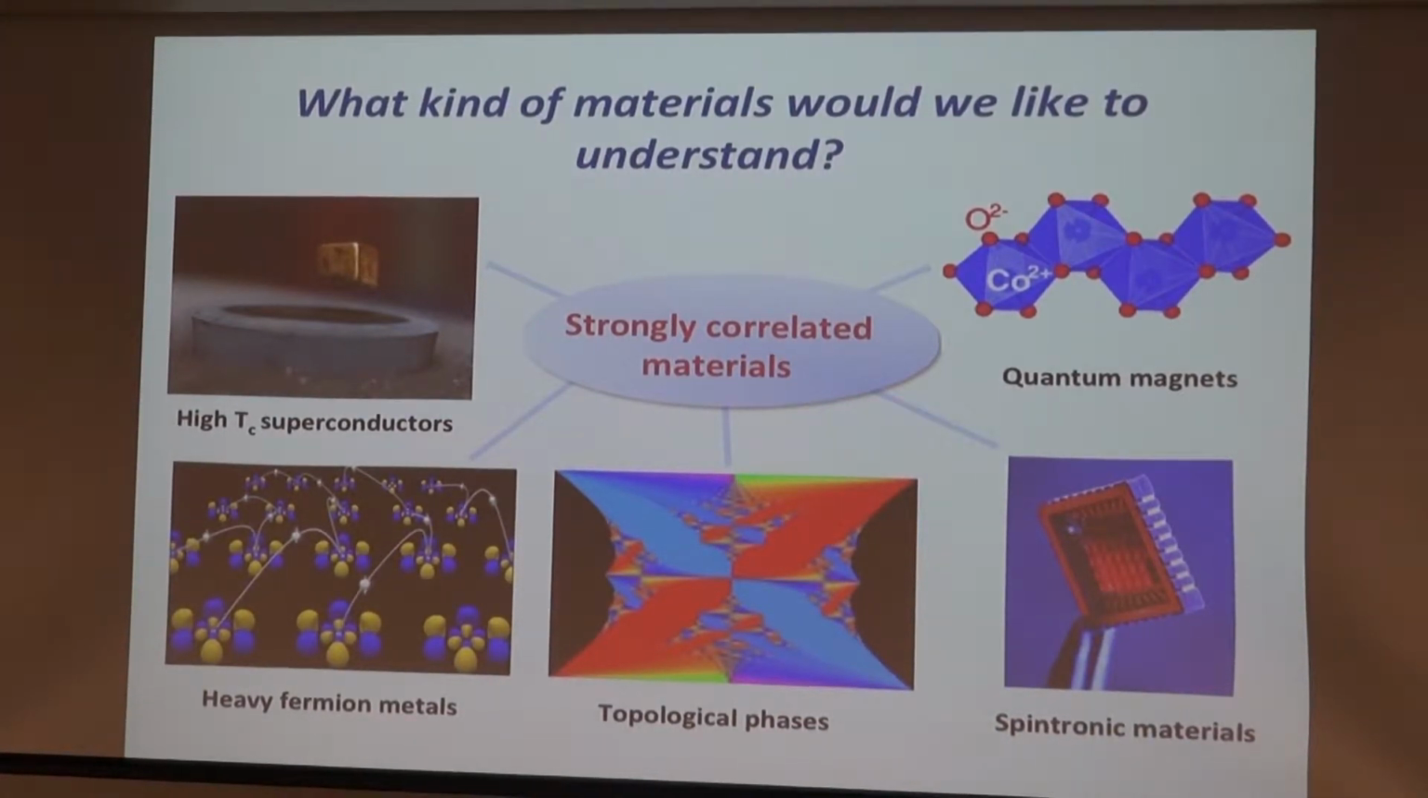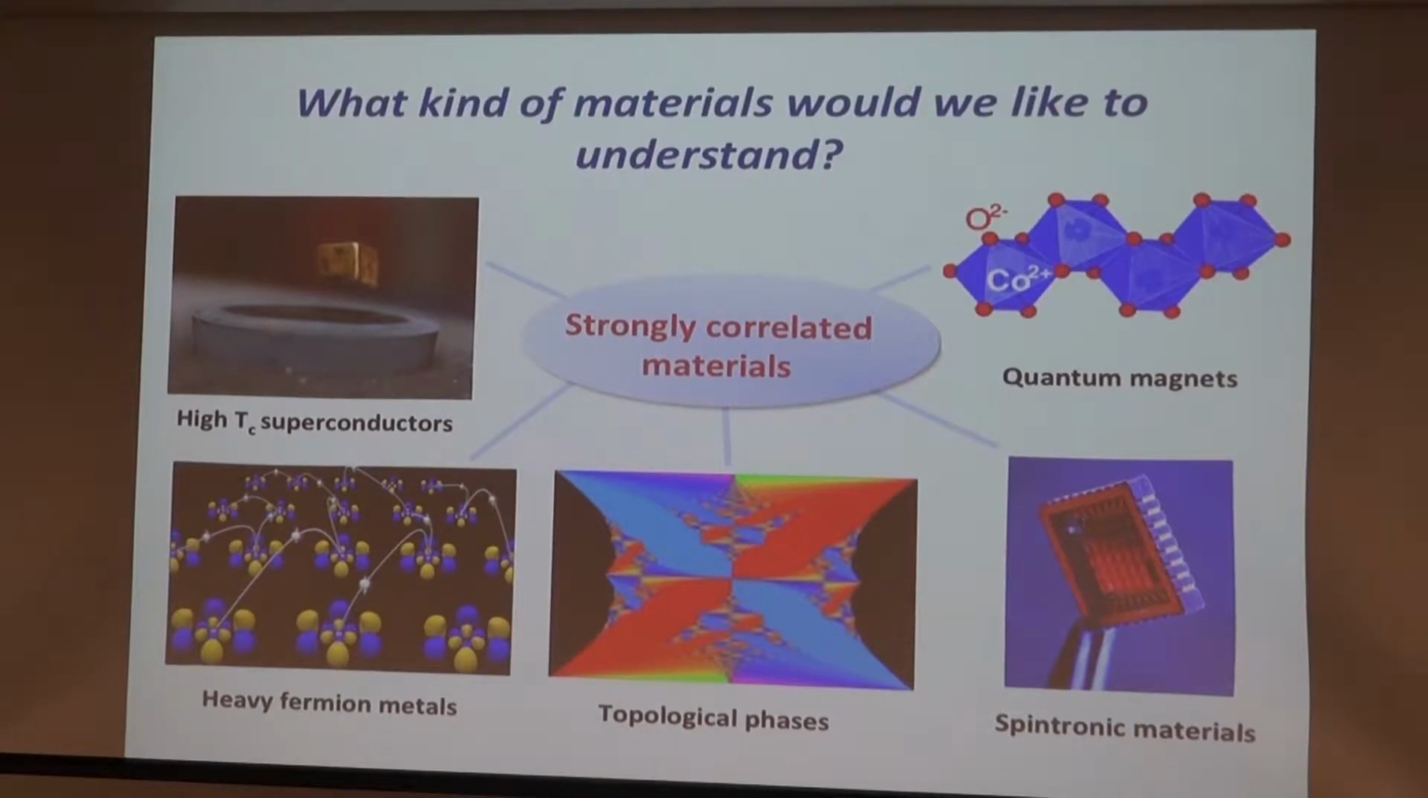So what our experiments are all about are understanding strongly correlated materials. There are many strongly correlated materials people like to study in condensed matter, things like high temperature superconductors or topological phases of matter or quantum magnets. And usually understanding these materials is a problem at the frontier of condensed matter physics. They're very hard to understand.